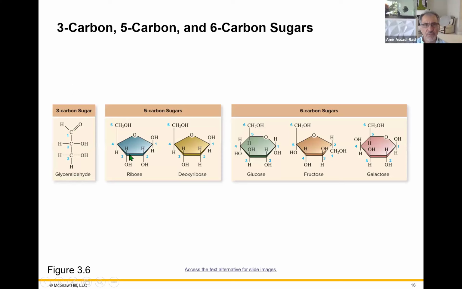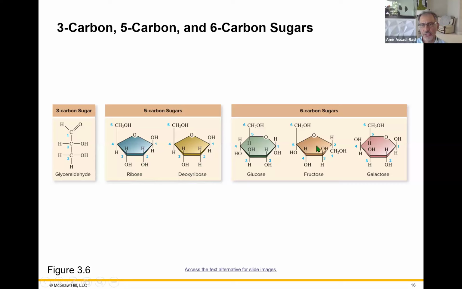Here's ribose. Ribose has 5 carbons. You see that in DNA and RNA. You guys with me? Deoxyribose is one of the differences between DNA and RNA. DNA has deoxyribose, that's what they call it, deoxyribonucleic acid. Look at carbon number 2. It has just hydrogen. But look at ribose in RNA. On carbon number 2, it has the oxygen attached to another hydrogen.